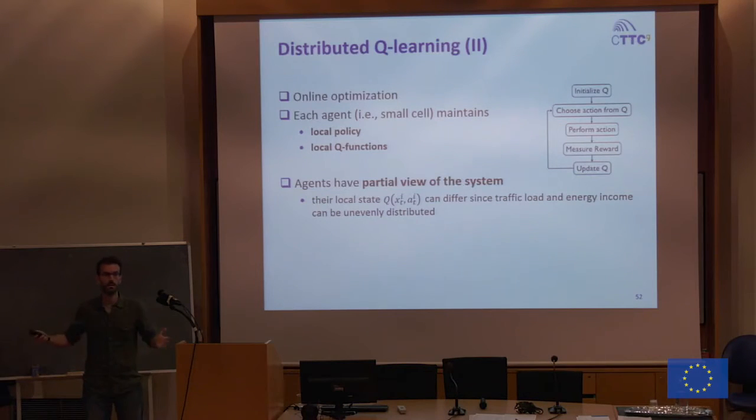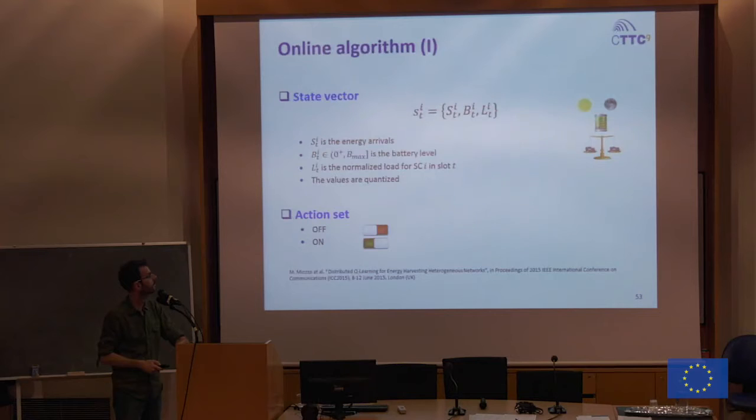There is no global vision of the system, because the agent may have only partial sensing of the environment it is interacting with. In the case that I'm presenting here, we made this work with Marco, Lorenzo, and again with Michele. We define this state vector: the state is composed of the energy arrival, so the renewable energy that is coming, the battery level, and the load of the small base station. The action set is to be on or to be off.